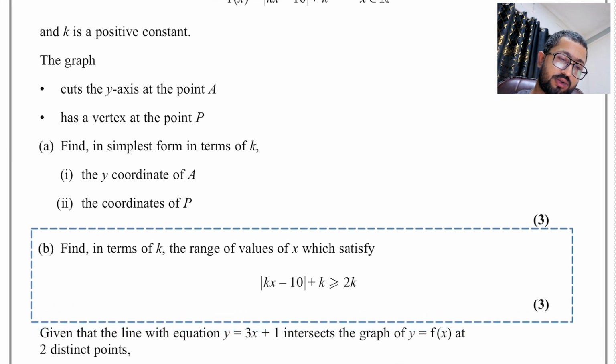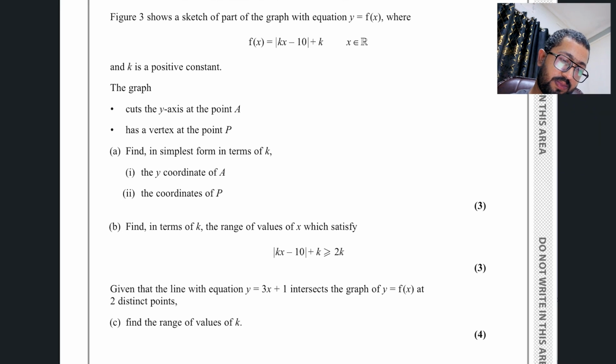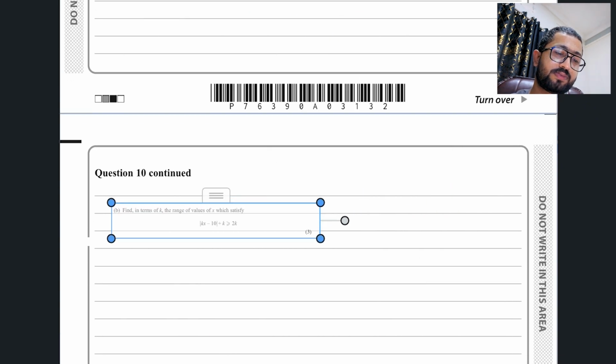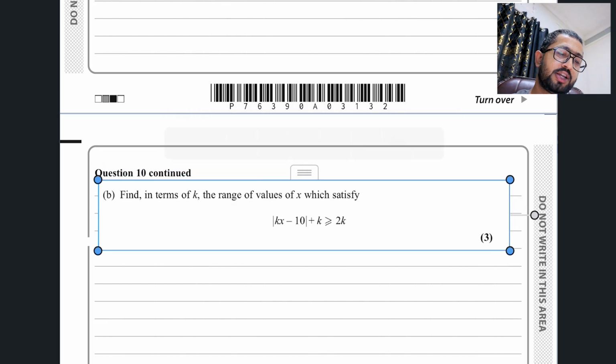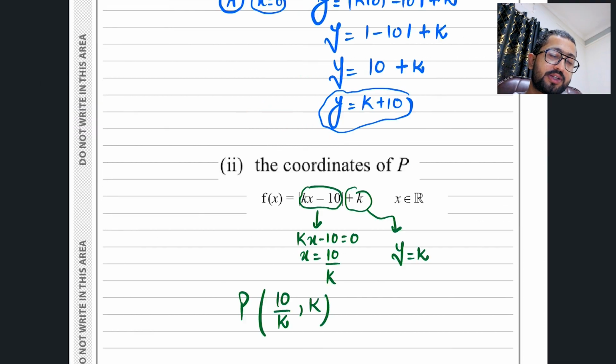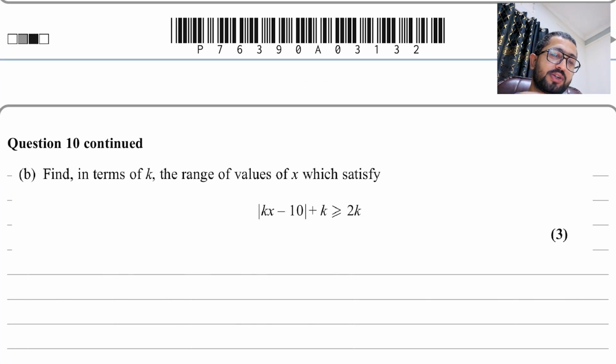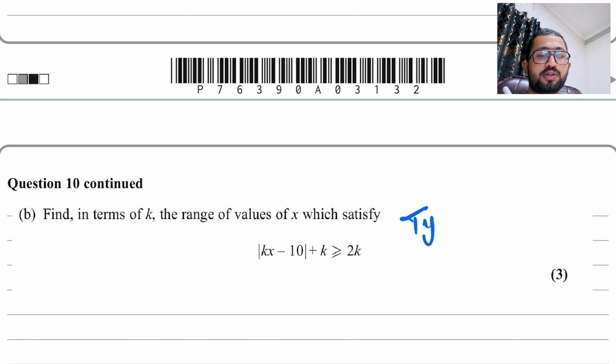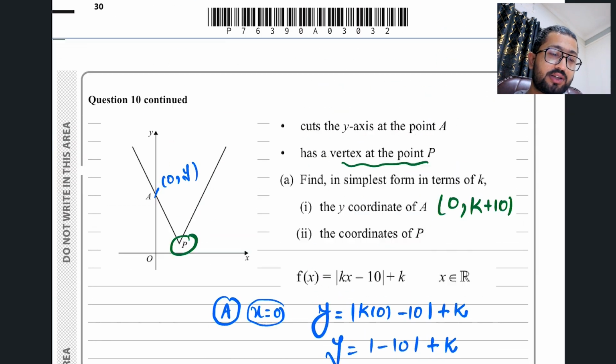So let's do the next question. Find the range of the values of x which satisfy |kx - 10| + k > 2k. Everyone knows, beta. What type of this question? Type 3 of modulus, which is modulus with inequality, modulus with inequality on one side. So what type of method do I need to use for this question? Graphical approach. Yes, you know that.